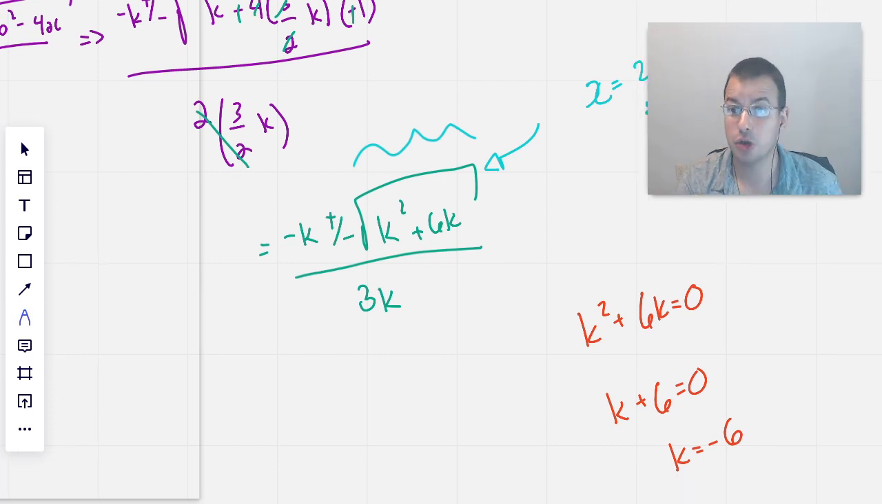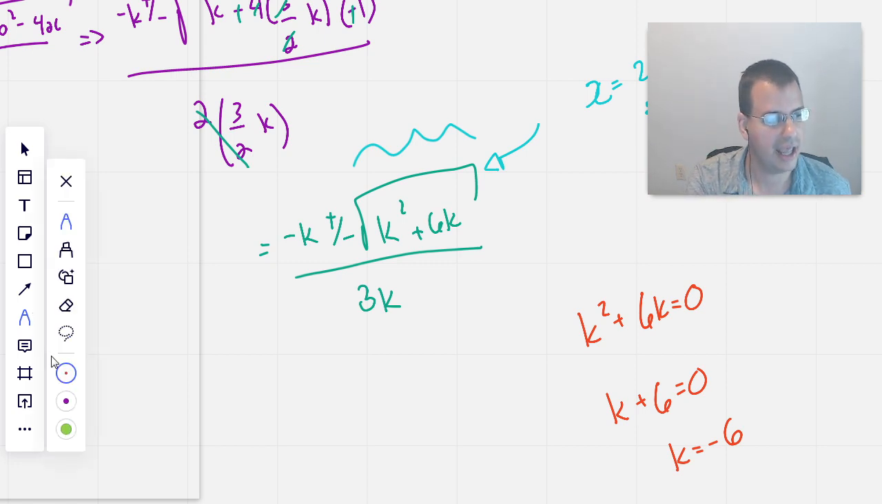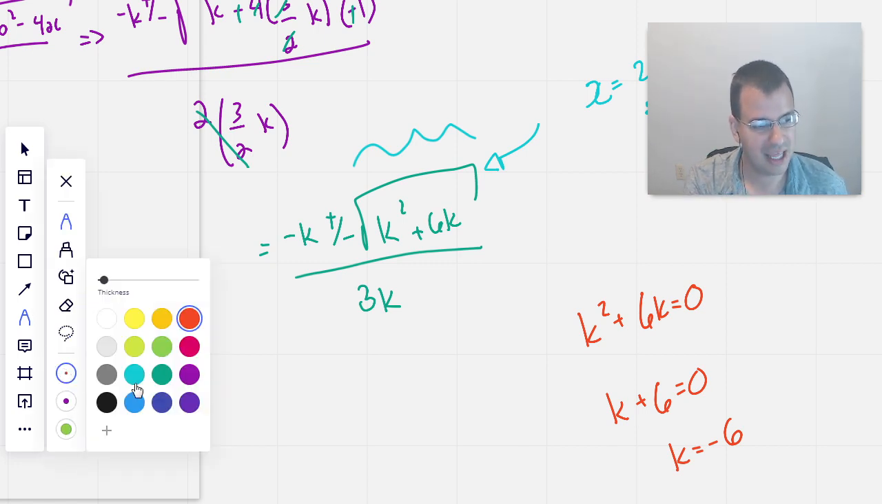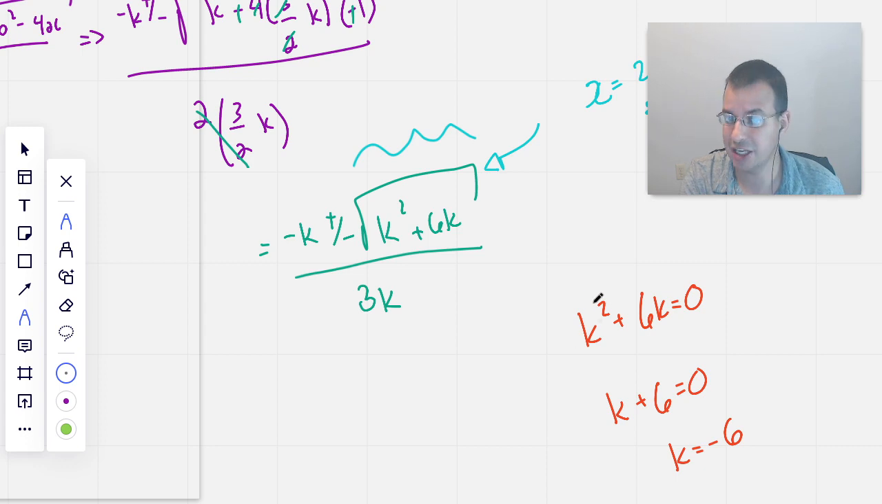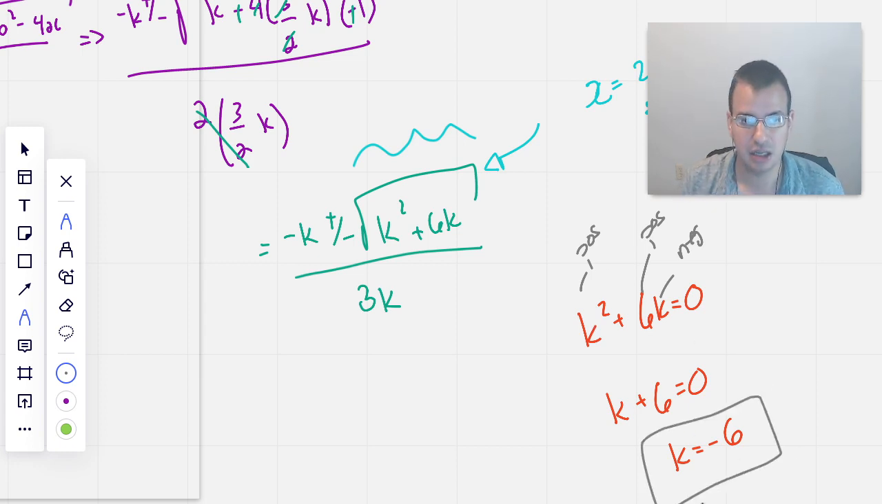All right. So one thing we need to be careful about is whether it is 6 or negative 6. We know it's going to be negative 6 because we know that k squared is going to be positive. And for this to equal 0, we know that 6 times k has to be negative. So 6 is positive, which means that k has to be negative to make this all cancel out to 0. So we know that k equals negative 6 is the answer.